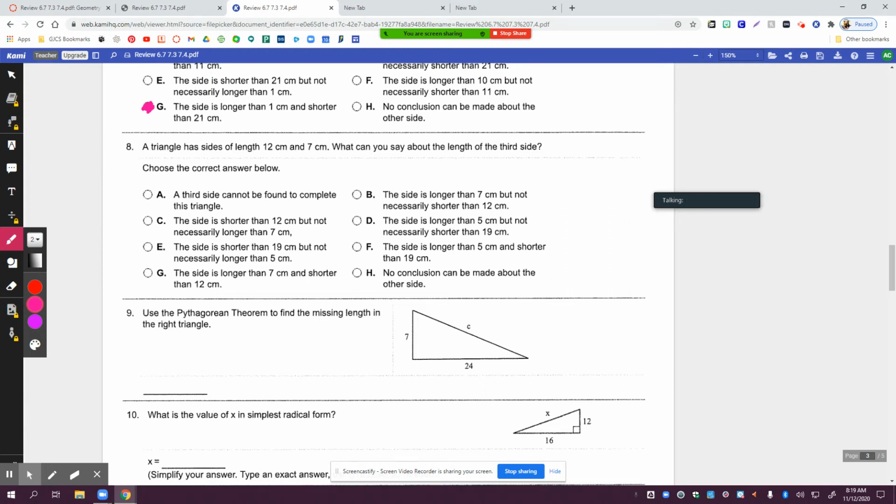Okay. So on number 8, same thing. We're looking at a triangle that has sides of 12 and 7. So we're going to take 12 plus 7 and 12 minus 7 and see what we come up with for the minimum and the maximum. So 12 plus 7 is 19. 12 minus 7 is 5. So if I'm looking through my options here, I need it to be longer than 5 but shorter than 19. So that is going to be letter D.